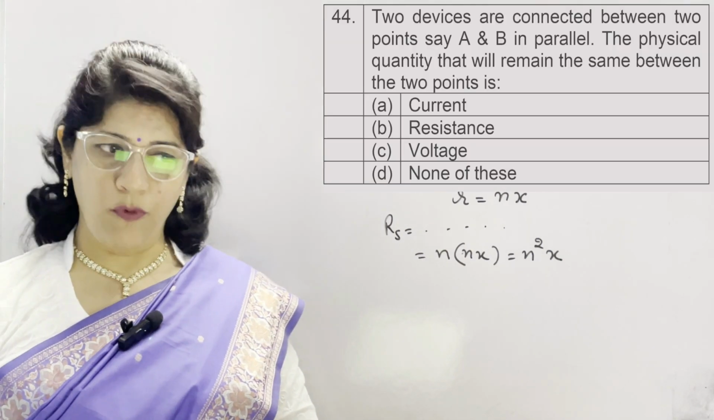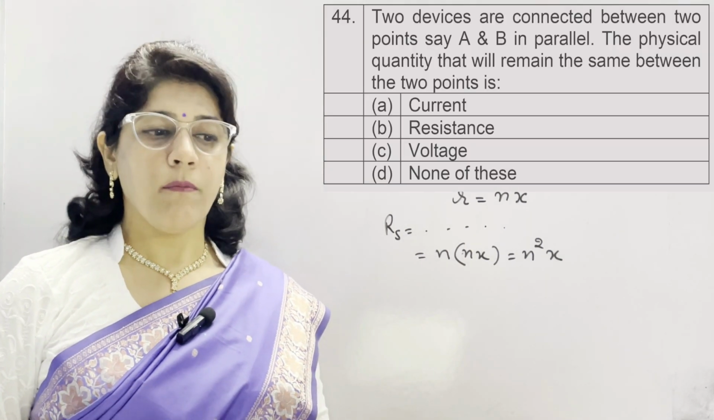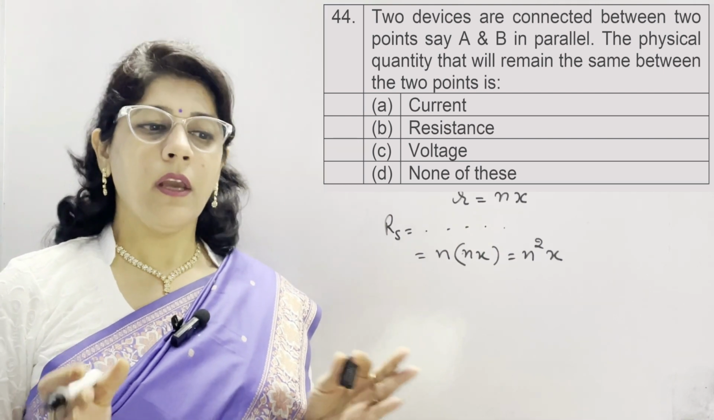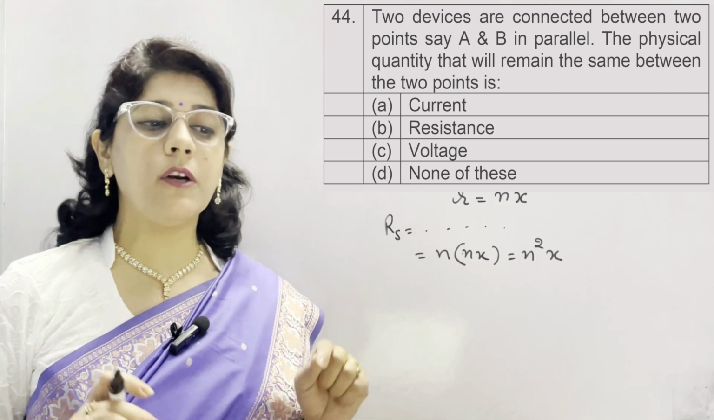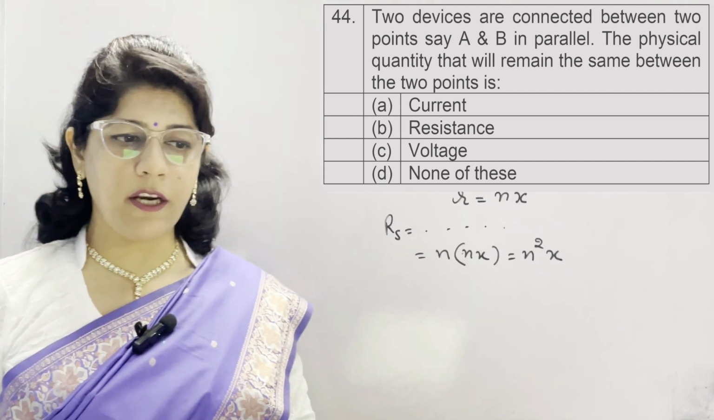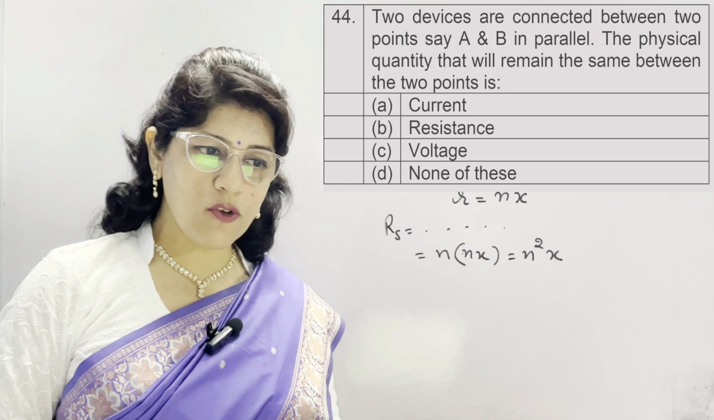In question number 44, two devices are connected between 2 points say A and B in parallel. The physical quantity that will remain the same between the 2 points, if they are connected in parallel, which physical quantity remains the same?